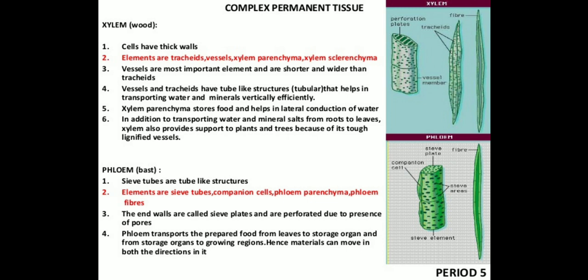In case of xylem, it is also known as wood. Cells have thick walls. Elements are tracheids, vessels, xylem parenchyma and xylem sclerenchyma. Vessels are the most important element and are shorter and wider than tracheids. Vessels and tracheids have a tube-like structure that helps in transporting water and minerals vertically and efficiently. Xylem parenchyma stores food and helps in lateral conduction of water.